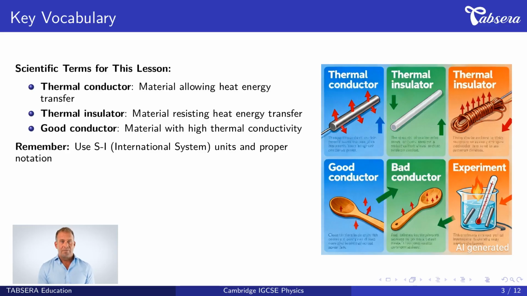Now let's define our key vocabulary. Each term is essential for understanding this lesson. First, thermal conductor, which means a material that allows heat energy to transfer through it easily. Examples include metals like copper and aluminum. Second, thermal insulator, which means a material that resists heat energy transfer, preventing thermal energy from moving through it quickly. Examples include wood, plastic, and air.